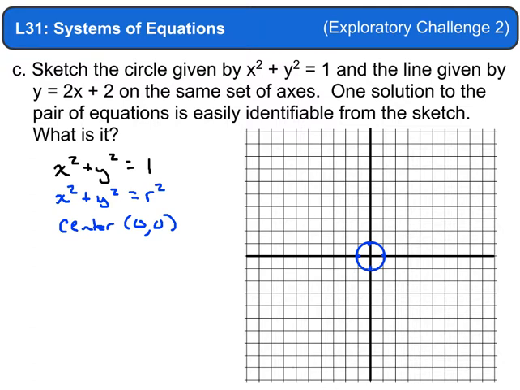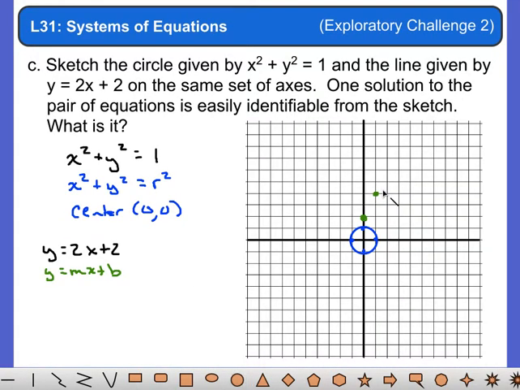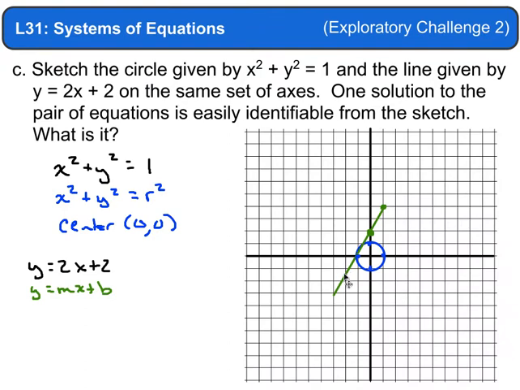They want me to then graph the equation y equals 2x plus 2. So they give it to us in y equals mx plus b form. So that means my y-intercept is at 2, which is right here. My slope is up 2 and over 1. So we're going to draw a line that goes through those 2 points. And what you're going to see is this one is going to just barely graze the circle. I'm going to clean it up a little bit, like that.